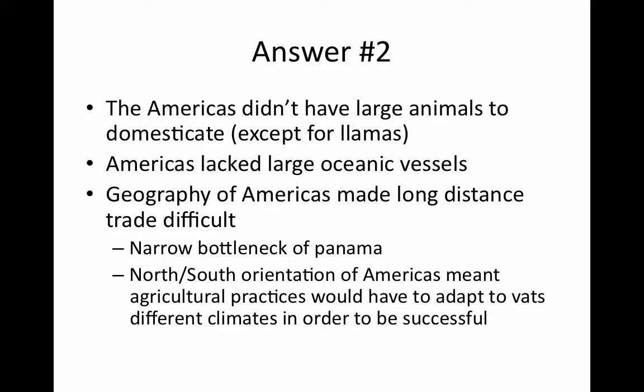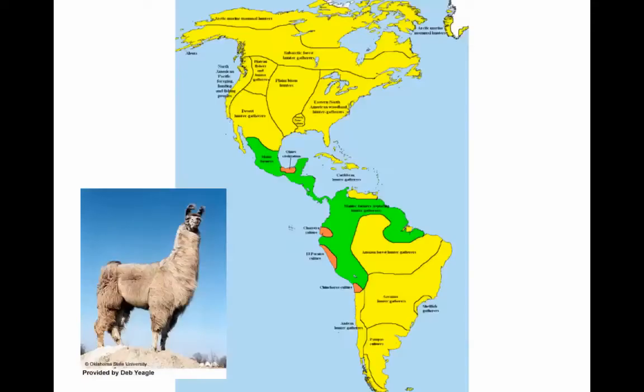If you have people trying to travel through that area in both directions, it's going to slow them down. And since the Americas is oriented north-south, that means that if you're going to be diffusing crops or people, they're going to have to be able to adapt to different kinds of climates. So here, if you look at our map, the climate and the temperatures up here in North America would be very different than here in Latin America, very different in Northern South America.